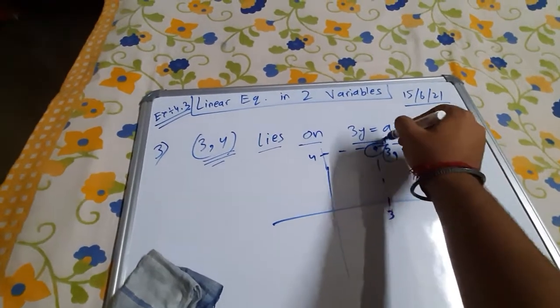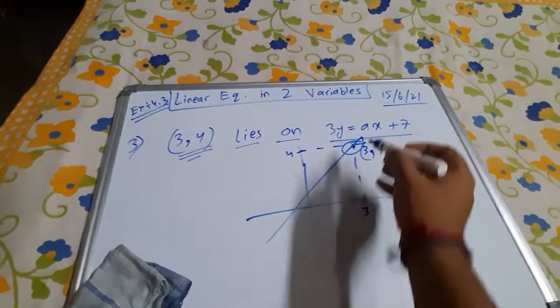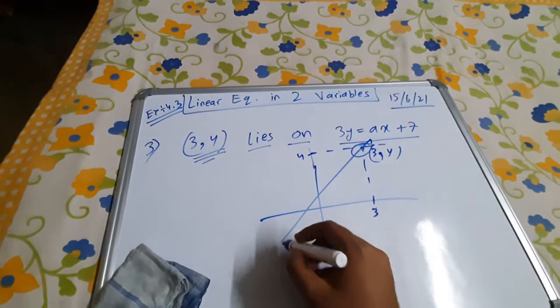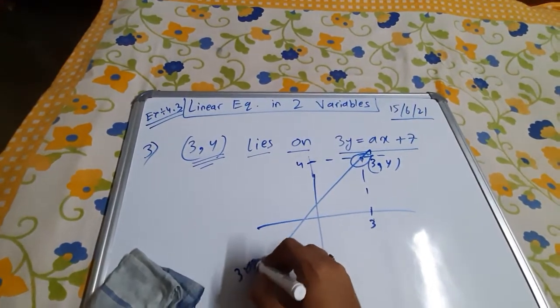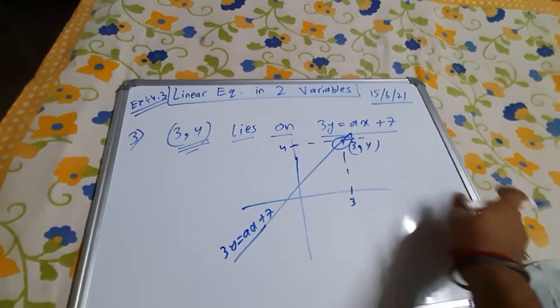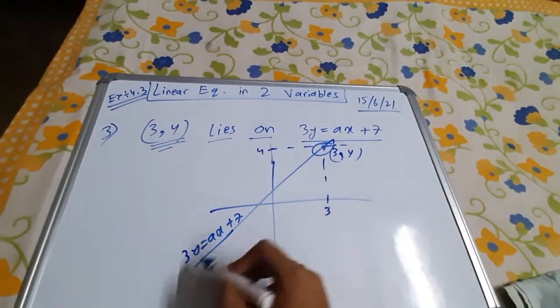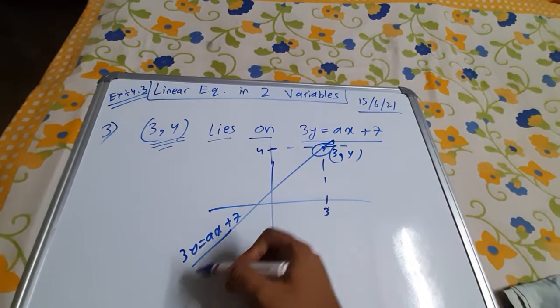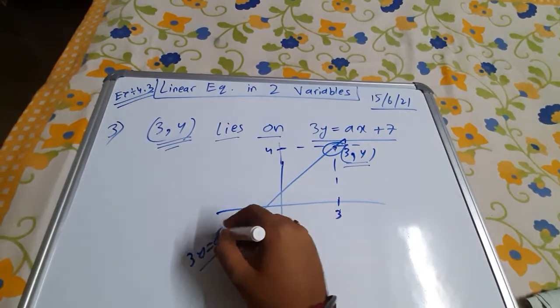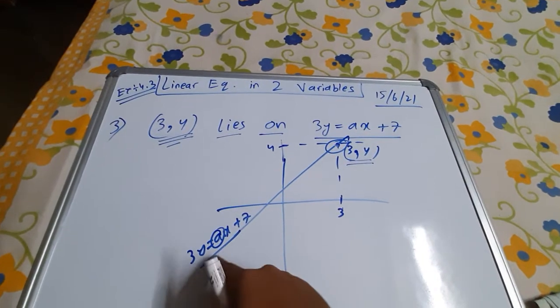So suppose your graph is like this, you can see this 3 comma 4 point lies on this line, that is, this line will have the equation 3y equal to ax plus 7. Suppose, let's say, this equation has a graph of this line, and this line passes through the point 3 comma 4. So you have to find the value of a.